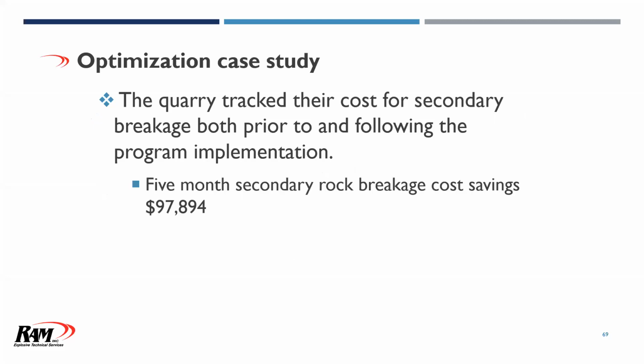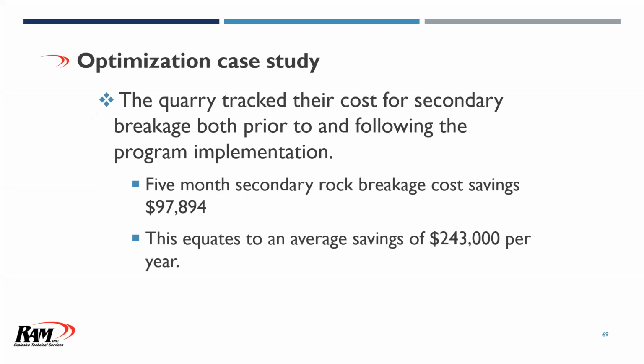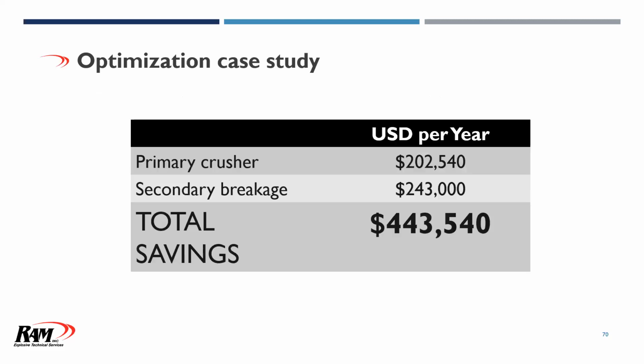They also tracked the secondary breakage. The first 5 months, secondary rock breakage cost around $97,000. I mean, it's expensive to run these excavators down there. So this is equated to an average saving of almost $250,000, $243,000 US per year. So you look at the savings that this project has gained between the two, we're up to over $440,000 per year. And I can tell you that paid for the optimization study. It pays for the equipment.